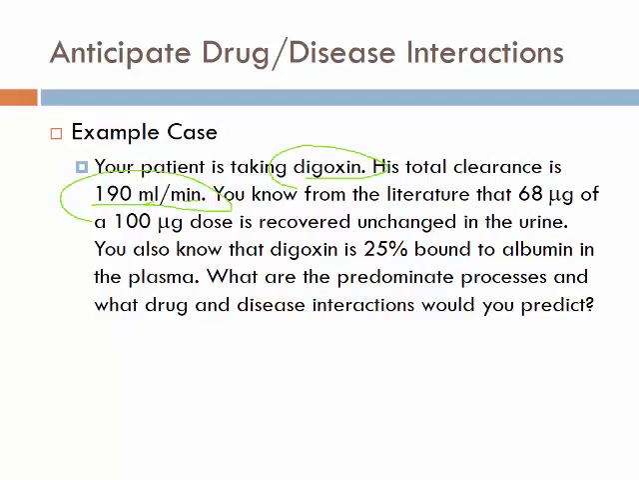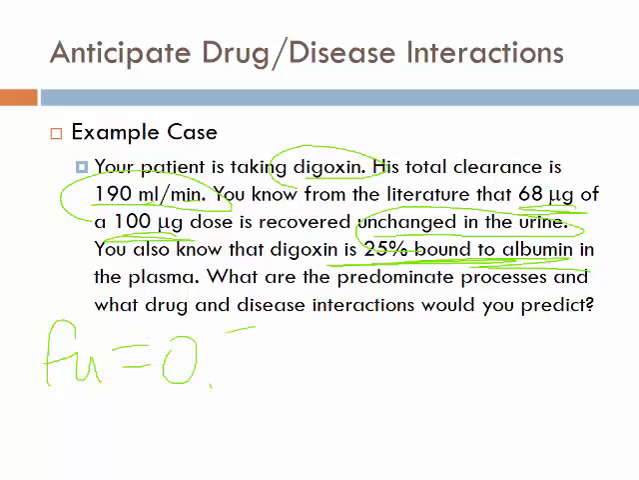You know from the literature that 68 micrograms of a 100 microgram dose of this drug is recovered unchanged in the urine. So that shows us how much is cleared by the kidneys. If it's unchanged in the urine, that means it's not metabolized. Therefore, it is cleared by the kidneys. You also know that digoxin is 25% bound to albumin in the plasma. So that means the fraction unbound is 0.75 to albumin. It's not very highly bound, so we don't have to worry too much about binding changes. So what are the predominant processes and what drug and disease interactions do you predict?